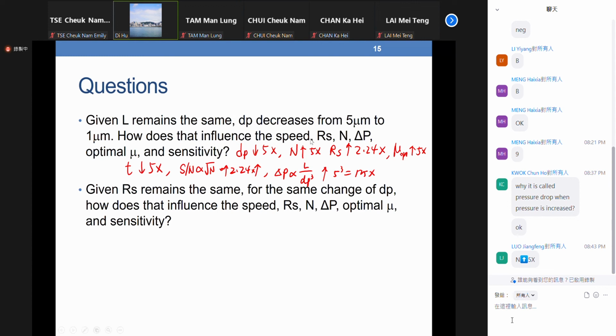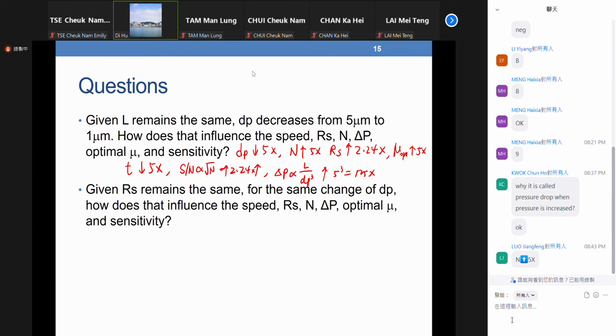Okay, did you get the same answer? Yes or no? If you got the same answer, that is good. Very good. I see some of you already got the same answer, so that is very good.